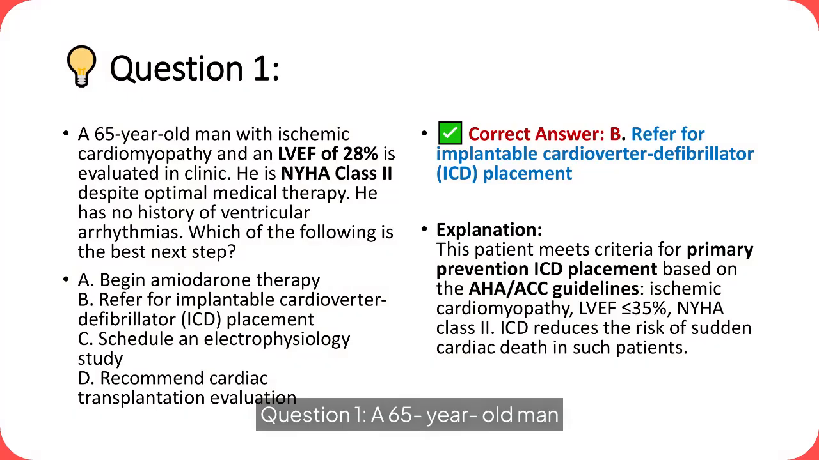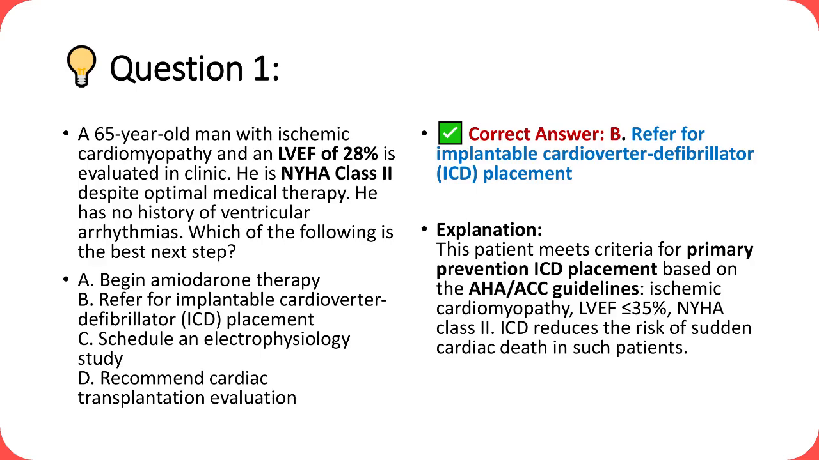Question 1. This clinical scenario describes a 65-year-old man with ischemic cardiomyopathy, a reduced left ventricular ejection fraction of 28%, and New York Heart Association Class II symptoms, despite optimal medical therapy. According to current American Heart Association and American College of Cardiology guidelines, such patients meet criteria for primary prevention implantable cardioverter defibrillator placement.